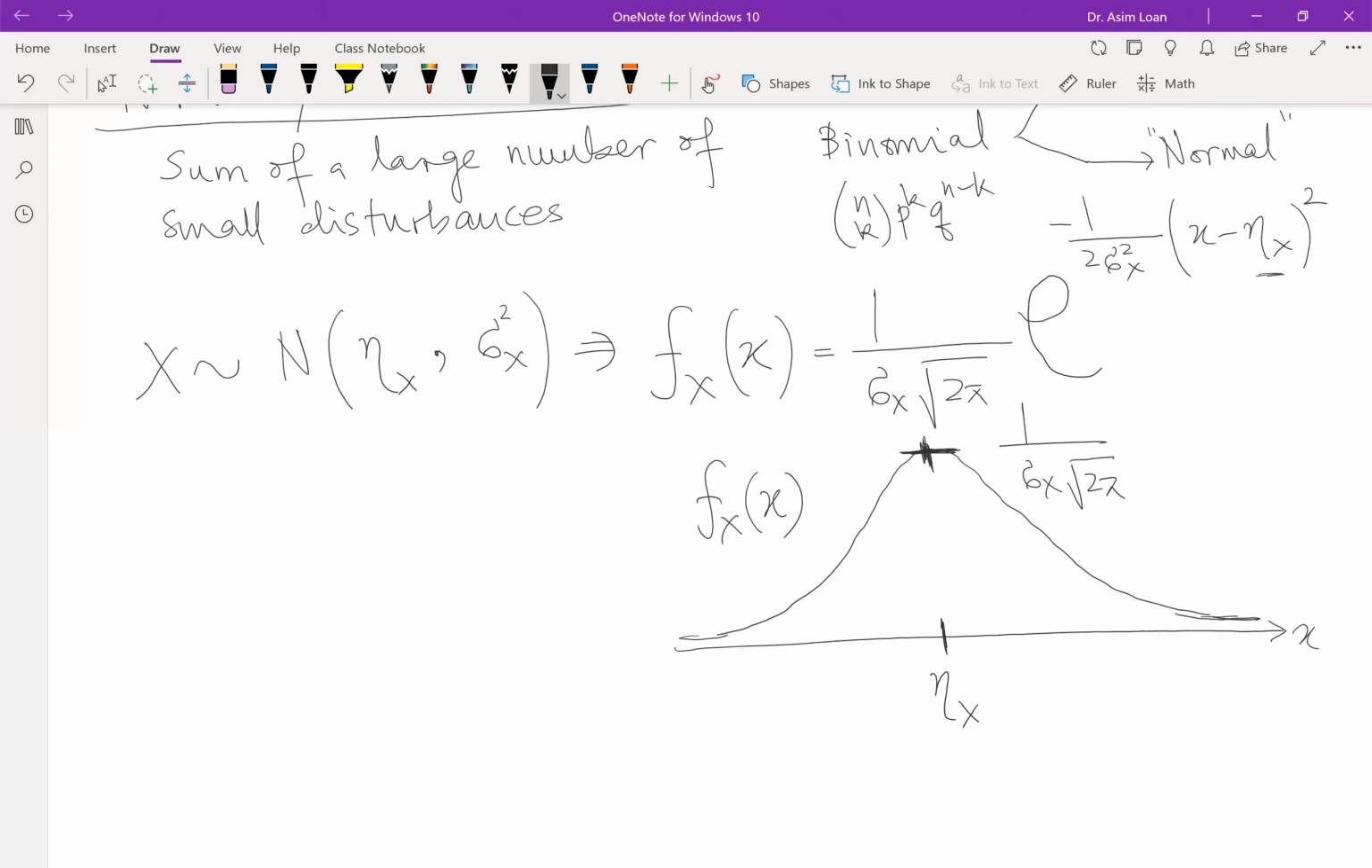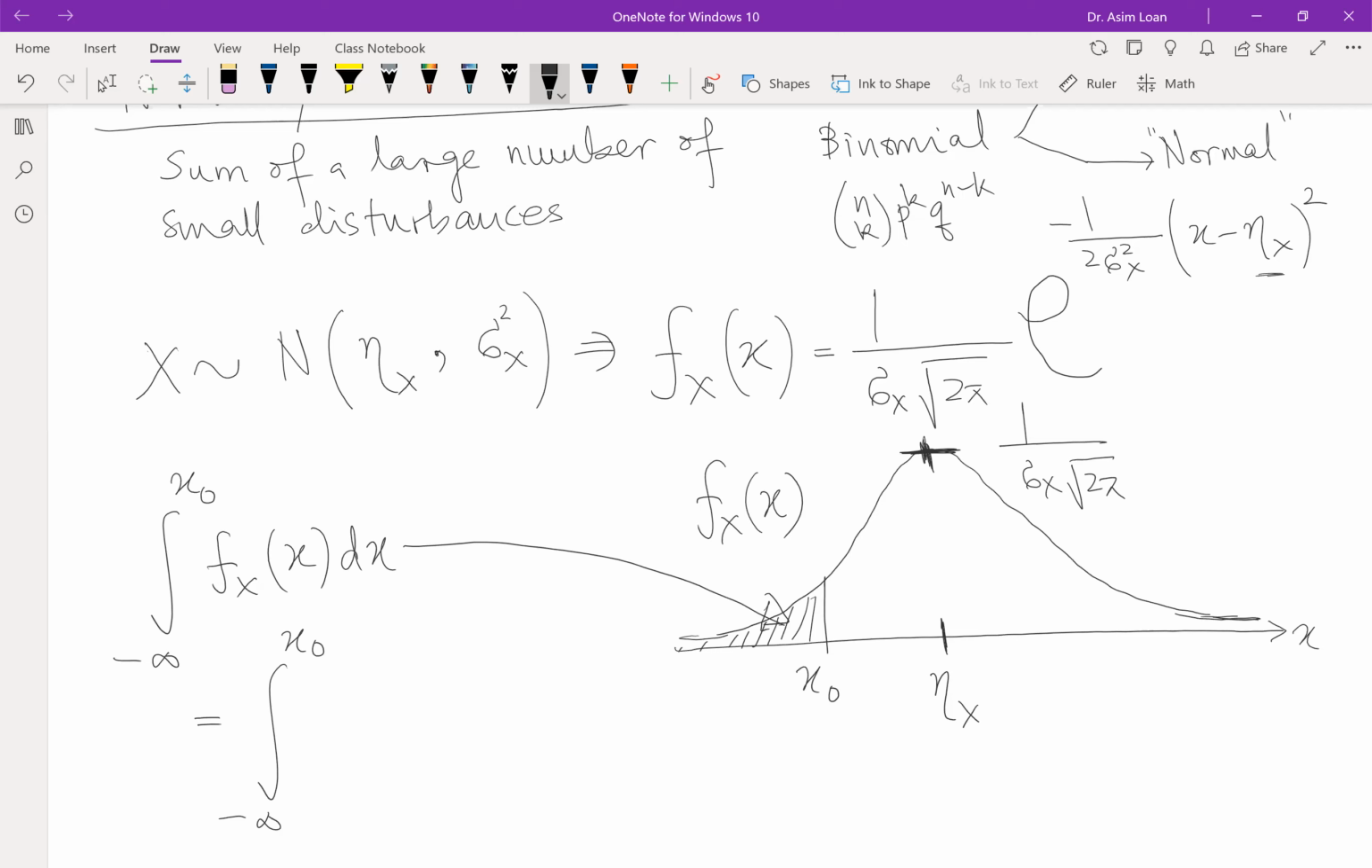Again, if I want to find some area up to this point, maybe I say x naught. So this area is simply the integral from minus infinity up to x naught of fx x dx, which is equal to this. This is what this area is. And this is the integral from minus infinity to x naught of 1 over sigma x root 2 pi e to the minus 1 over 2 sigma square x minus eta x whole squared dx.